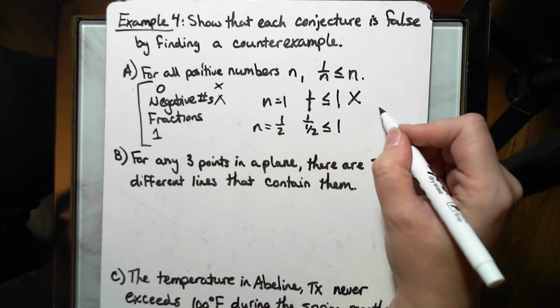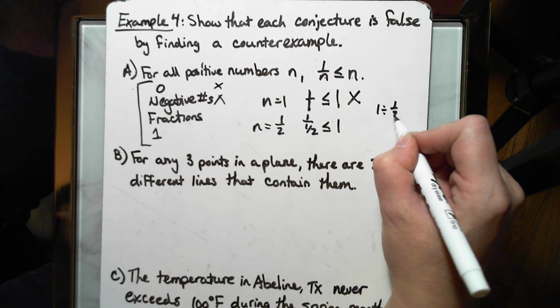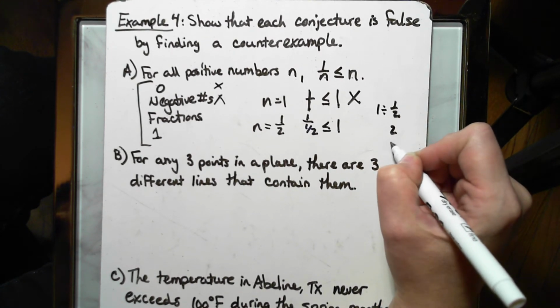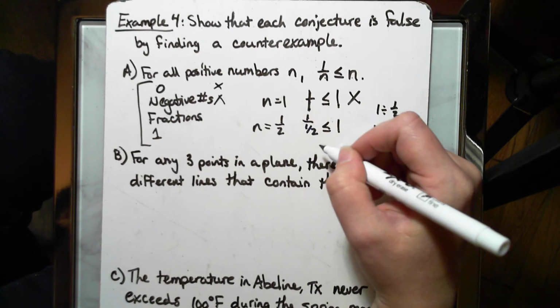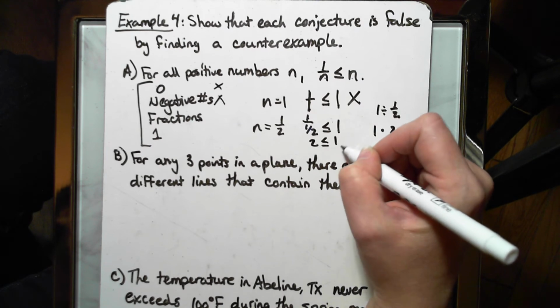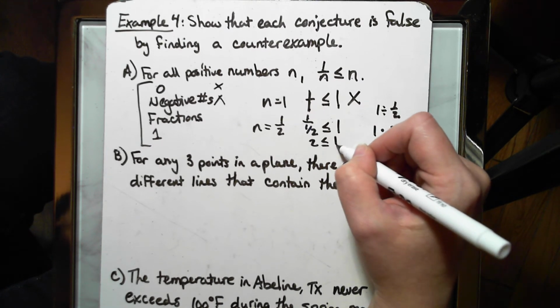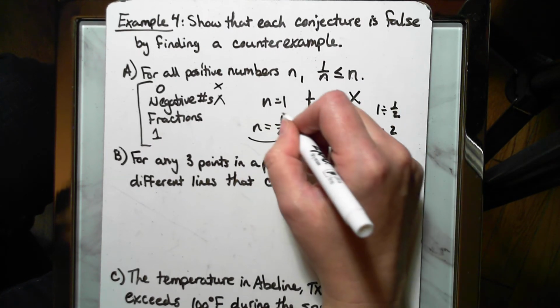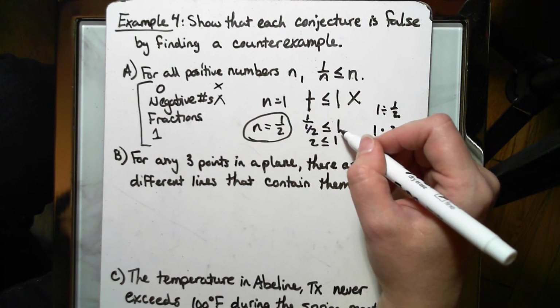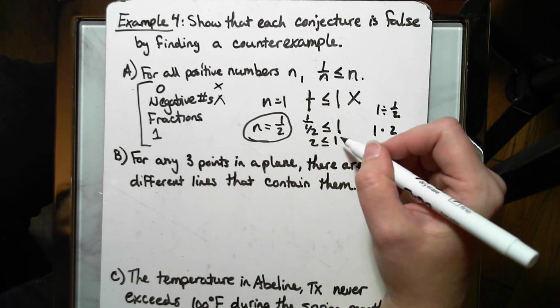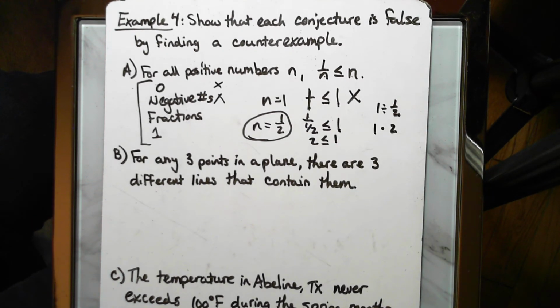1 divided by 1/2. You flip the fraction and change to multiplying. So you get 2. So this says 2 is less than or equal to 1. That is not true. This is my counterexample. If n is 1/2, it's going to make this inequality not true. Okay, so that's the one I needed.